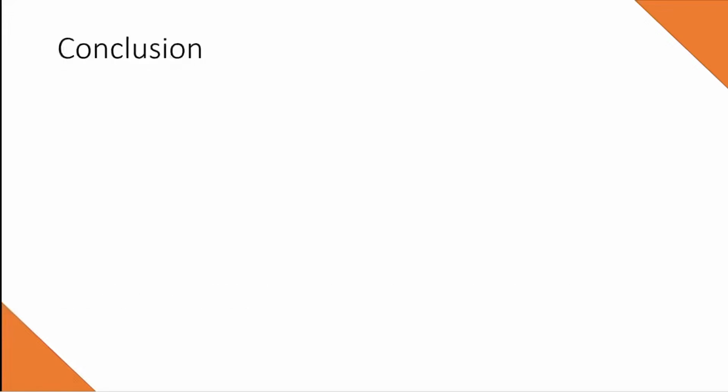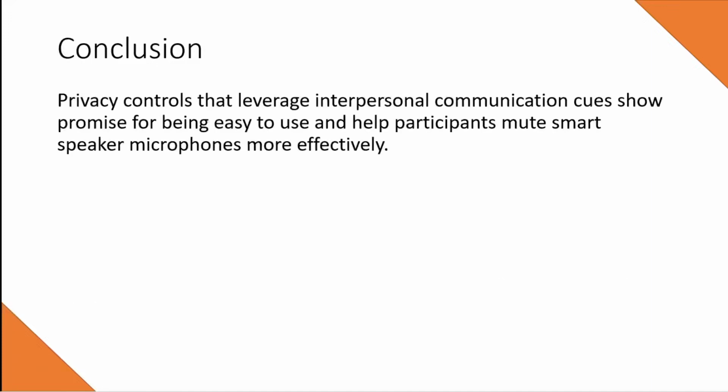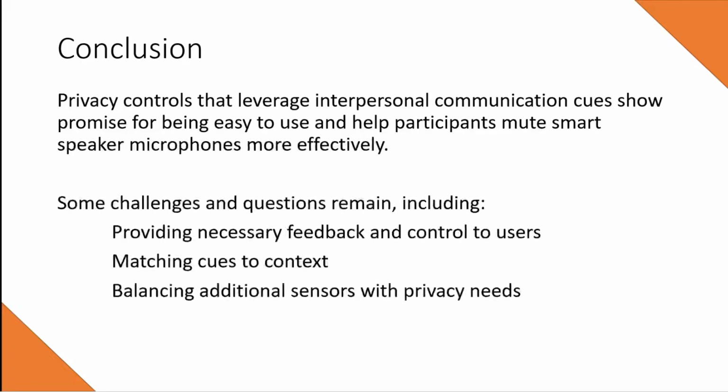So to summarize, in our study, we investigated whether interpersonal communication cues can be used as privacy controls. We find that they show promise for being easy to use and effective at keeping the microphone muted when it is not meant to be used. And we highlight challenges and opportunities that inform the development of future privacy controls.